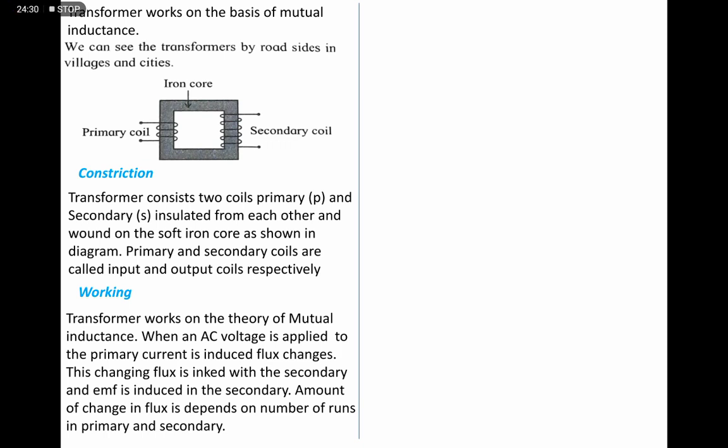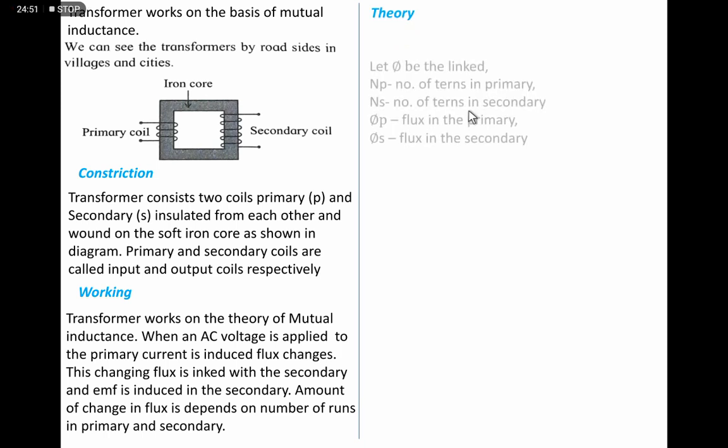Definitely, we studied in the previous lecture how the change in flux depends on the number of turns. Even this is related to the mutual inductance and self inductance of the coil. Definitely, we'll learn the theory of the transformer.